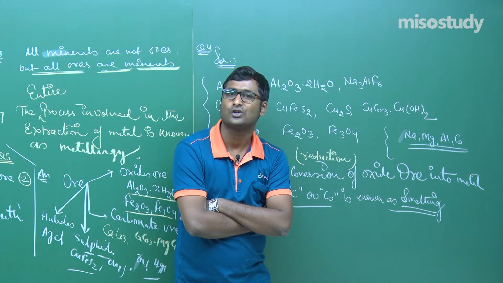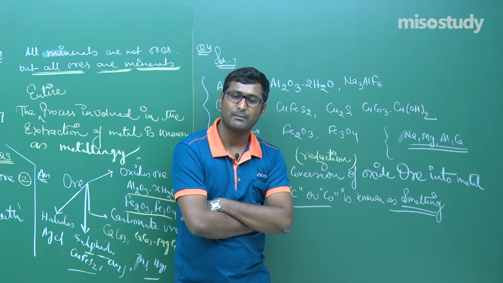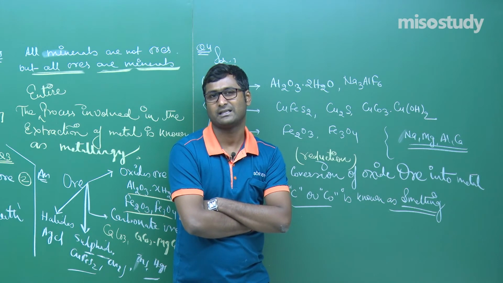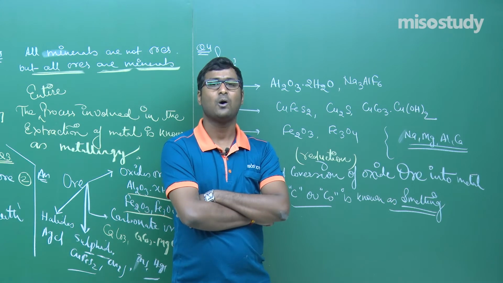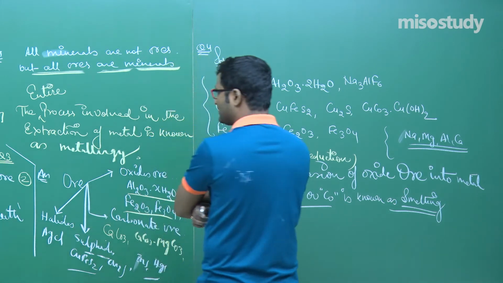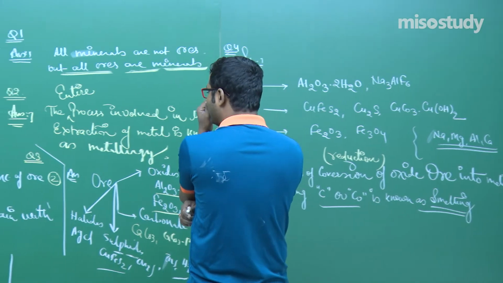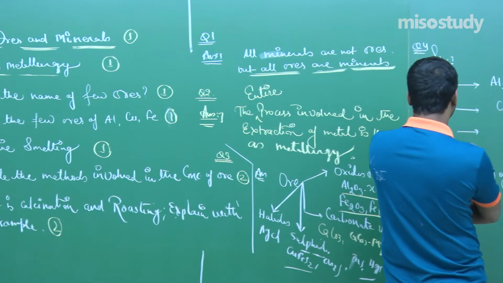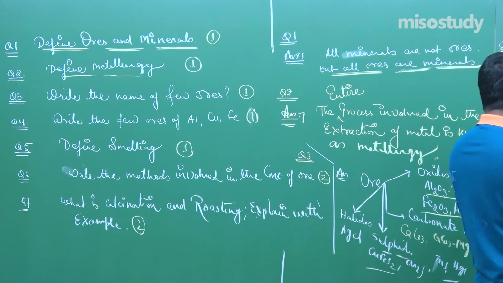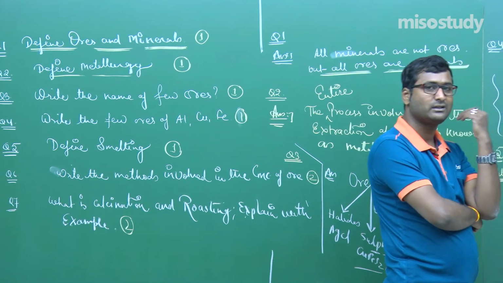These are the general questions which are asked in your examination. Clear to you? Now let's move to the next question. What is question number 6? Write the methods involved in the concentration of the ore. This is a 2 marks question, so no need to explain, just write down the things.